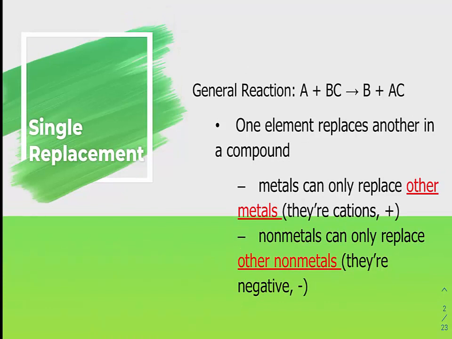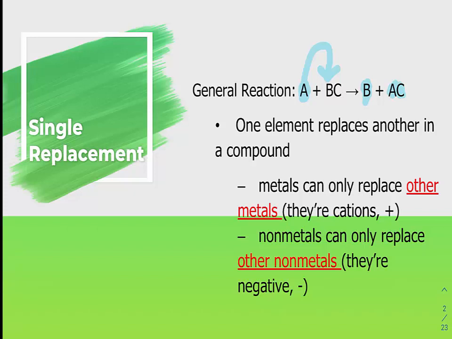Single replacement is the situation where one element replaces another in a compound to form a new element and a new compound. So in this example, our general reaction here, A is the element that's coming in and replacing another one. So I like to show that A comes over here and kicks out B and takes its place. So B then got dumped and is all alone. And now A took its place and A is with C.